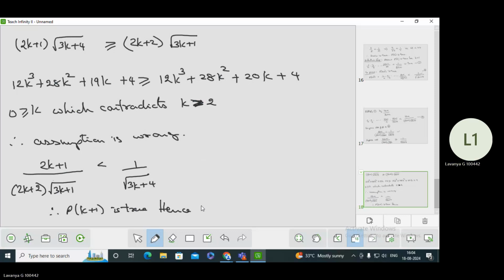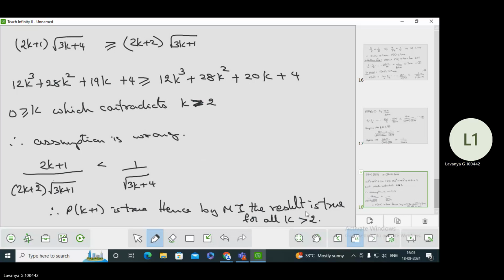Hence, by mathematical induction, the result is true for all k greater than 2. This is what we have to establish. This particular problem we had to expand, we had to multiply. All this you will get only through practice.